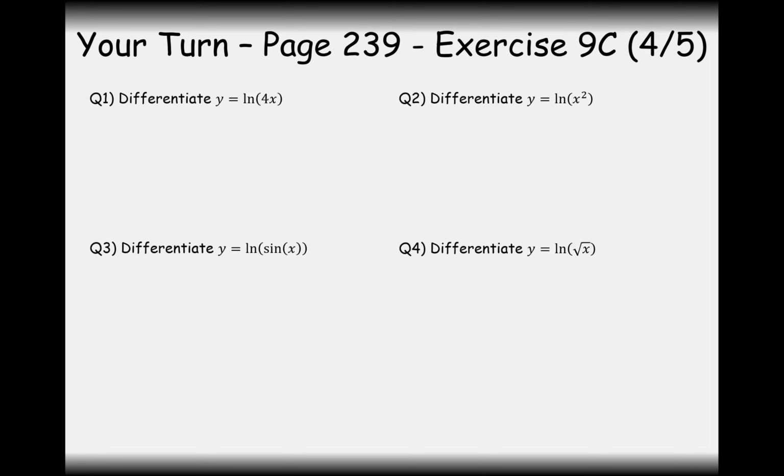We've got a couple more sections to go, so now it's ln type derivatives. So remember, ln differentiates to 1 over x. But remember, you've got to differentiate the inside function first and then multiply it by the derivative of the outside function. Pause the video and try these 4 questions out.